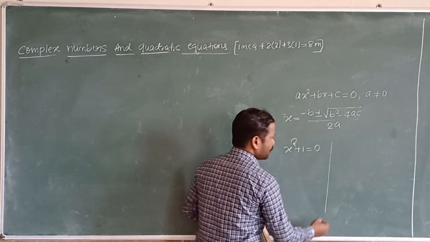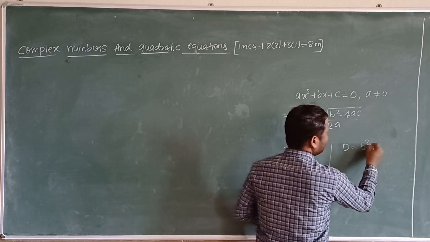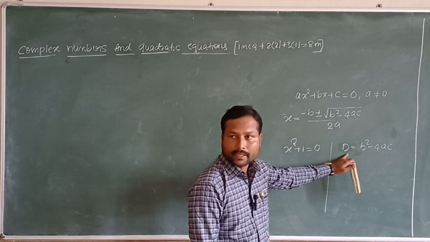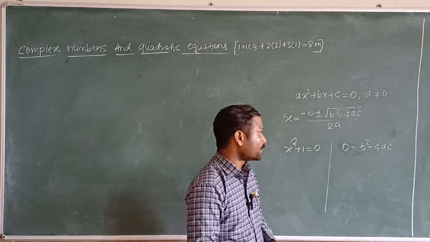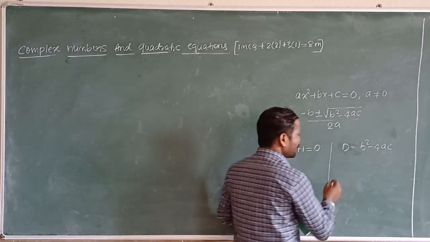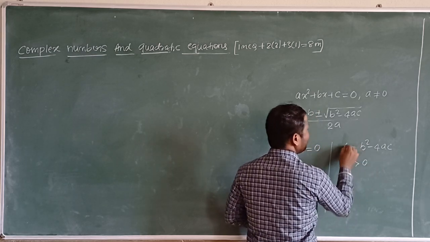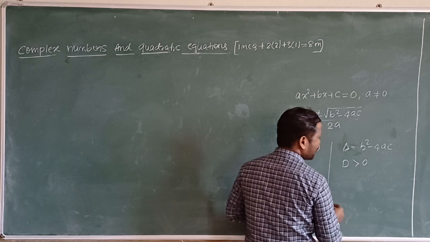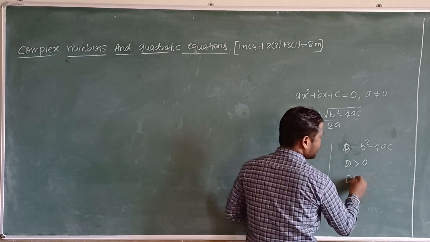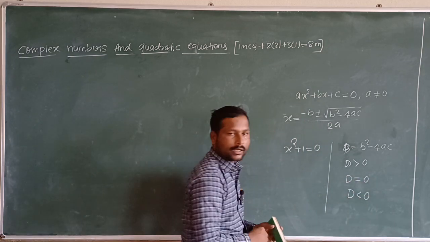Before that, let us go for delta, that is d is equals to b square minus 4ac. This is said to be the formula of the discriminant. The discriminant formula is d is equals to b square minus 4ac. The conditions are: d is greater than 0, or d is exactly 0, and another one is d is less than 0.